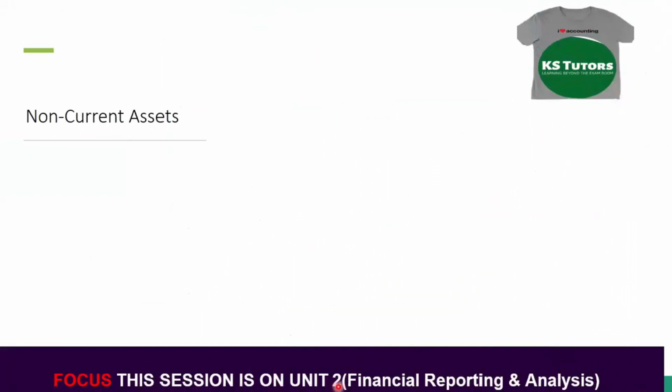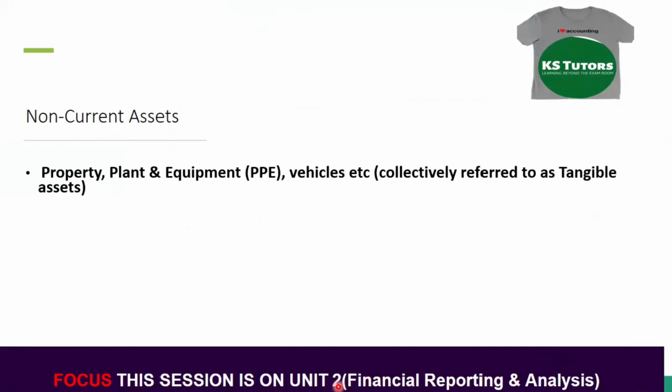Now, talking of non-current assets, it's very important that we get to know them because we'll need to pull these out of a trial balance or a list and construct the statement of financial position. And you can't do so if you don't know what constitutes non-current assets. You'll have the likes of property, plant, and equipment, your PPE, and these include your vehicles and so forth. And for your KCQs, remember, they are always recorded at historical cost.